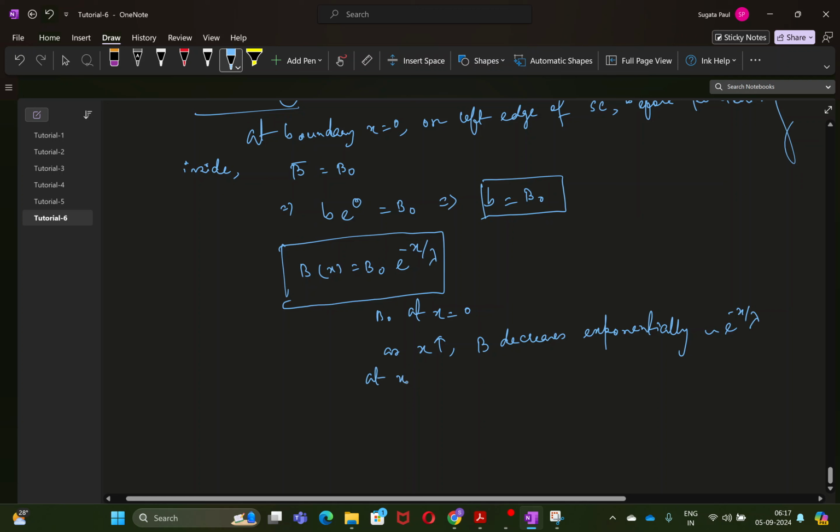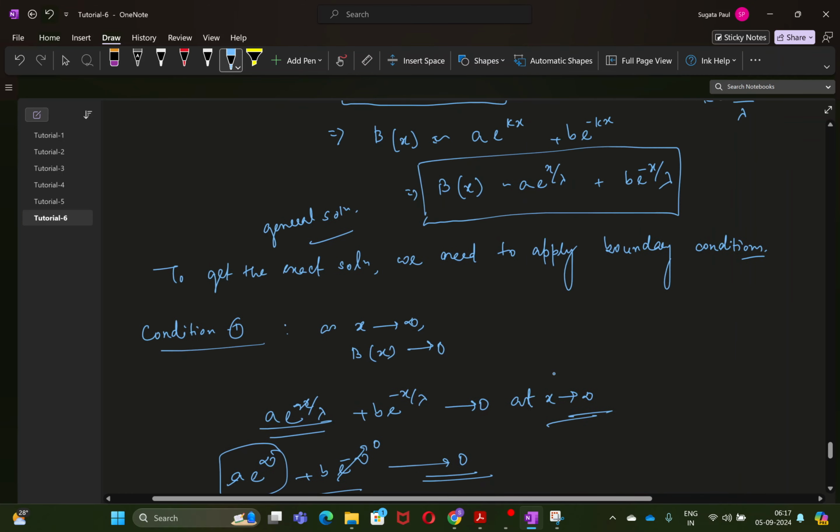Finally, at x equal to lambda, when the distance inside the superconductor is of the order of the superconducting penetration depth, then you can say your B is tending to a very small value, because at x equal to lambda it becomes B naught e to the power of minus 1, or B naught by e, which is a very small value. Finally it effectively decays down to 0 when it is deep inside the superconductor and beyond the penetration depth.